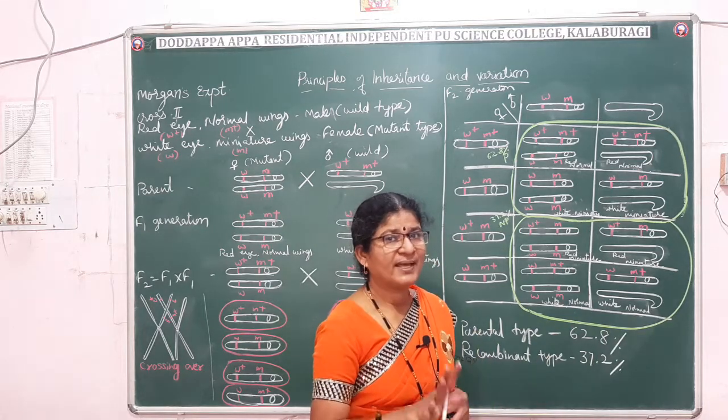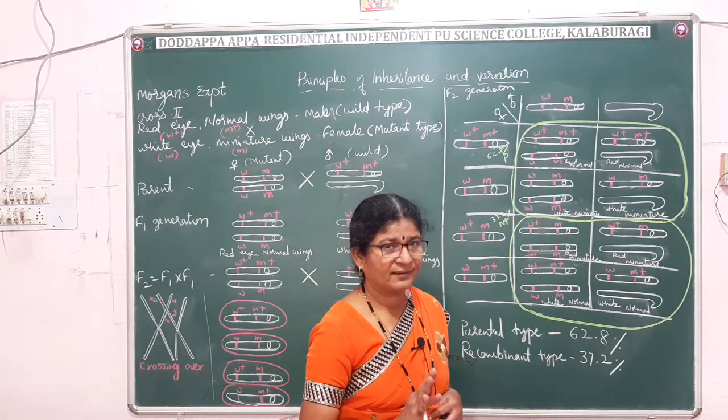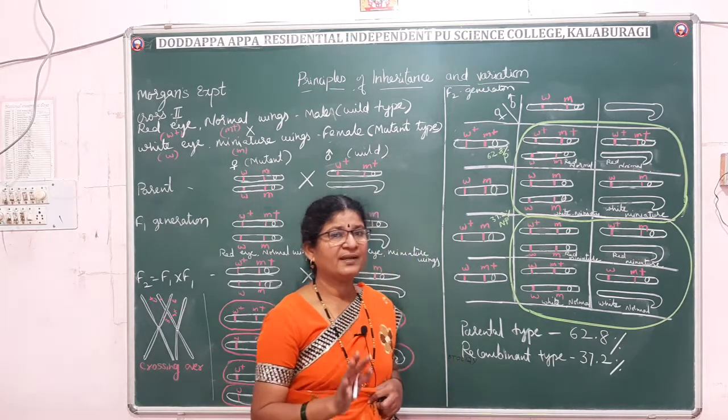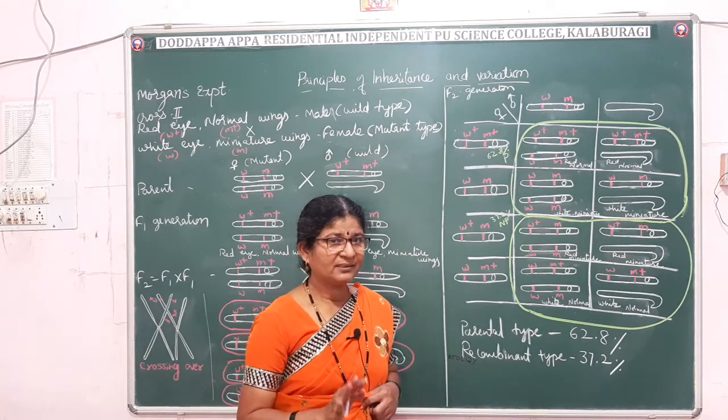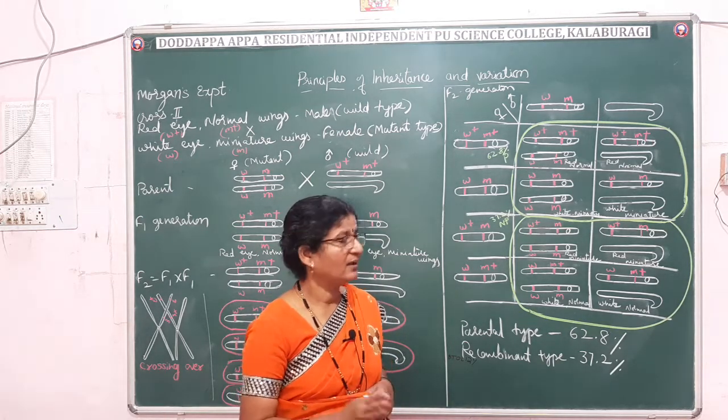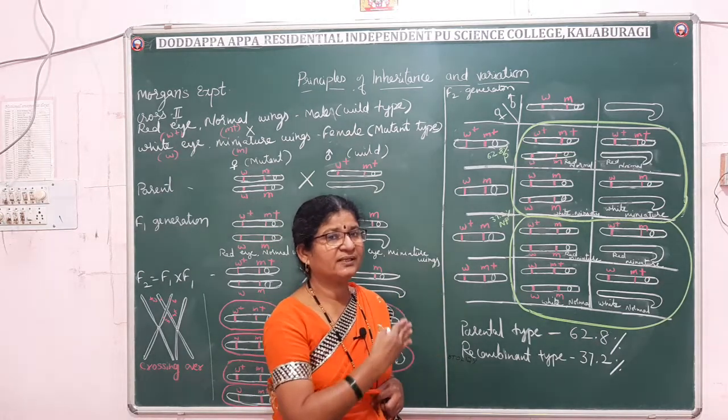They are not parental varieties, that is, they are non-parental varieties. Here also Morgan did not get the Mendelian ratio, the normal Mendelian ratio, that is 9:3:3:1. These also show the deviation.